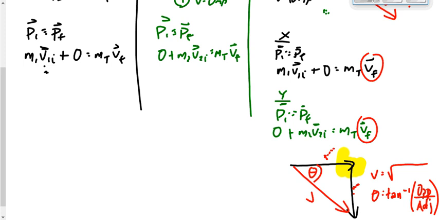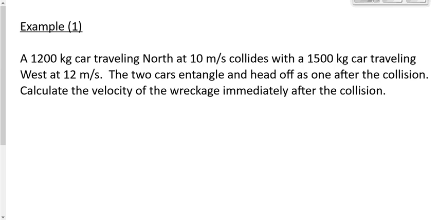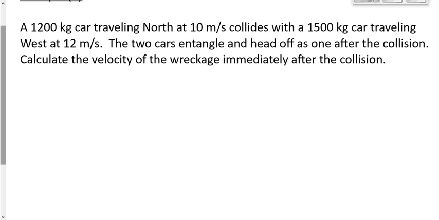Okay, let's do an example here that has some real numbers and maybe solidifies the concept that we just did. Number 1. A 1,200 kilogram car traveling north at 10 meters per second collides with a 1,500 kilogram car traveling west. Draw this out. What I'm drawing right now is not my vector diagram. This is my situational diagram. It just helps me visualize what's happening here. I've got to write down my givens, so I might as well do it in the form of a diagram.